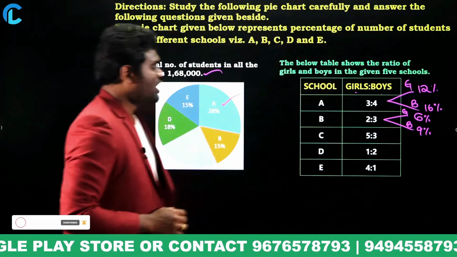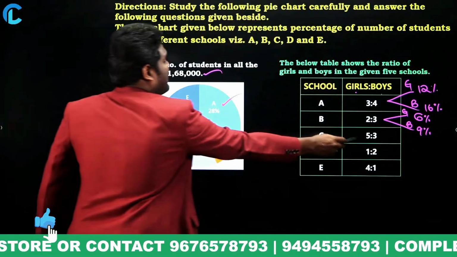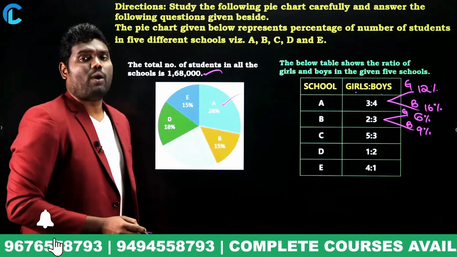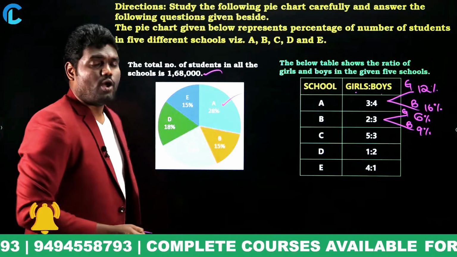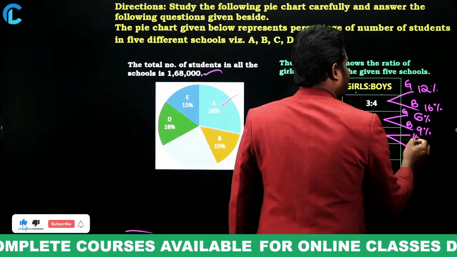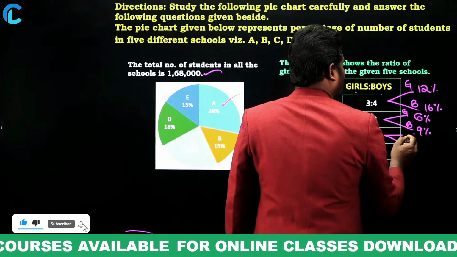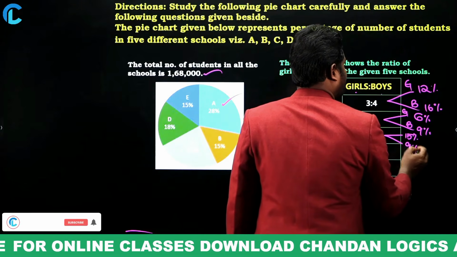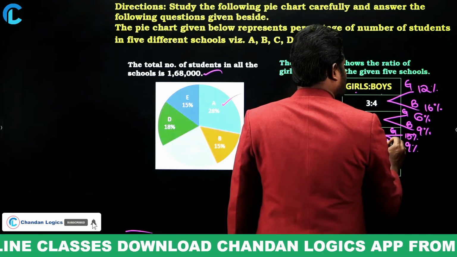Okay. Next, school C, 5 plus 3, 8 parts. 8 parts 24 means 1 part will be how much? 1 part will be 3. Yes or no? If 1 part is 3 means 5 3 times, 15%. Yes or no? Next, 3 3 times, 9%. So this is girls, this is boys.